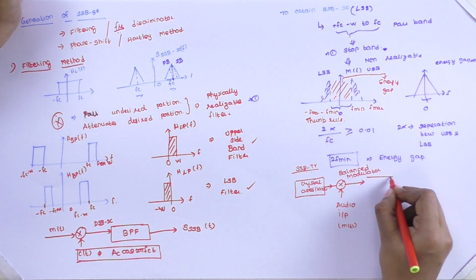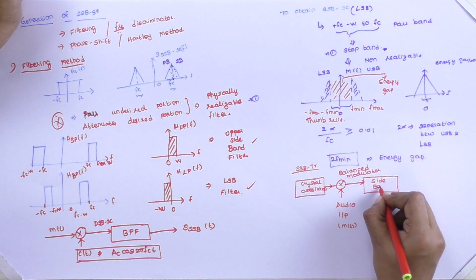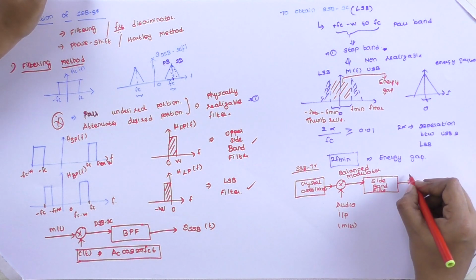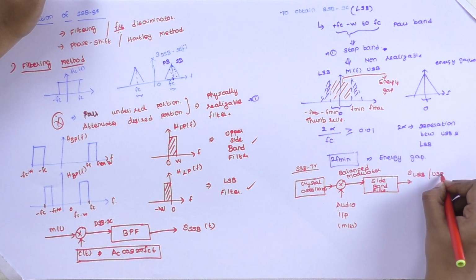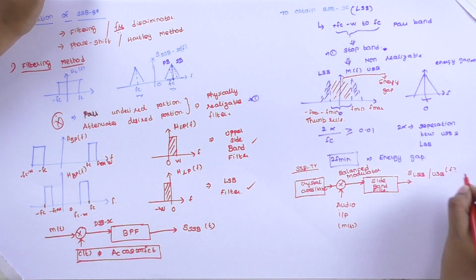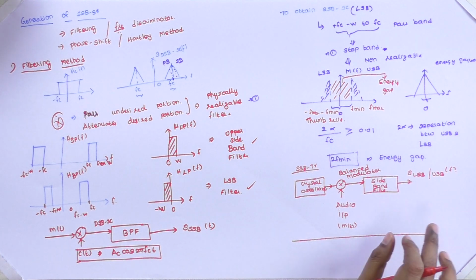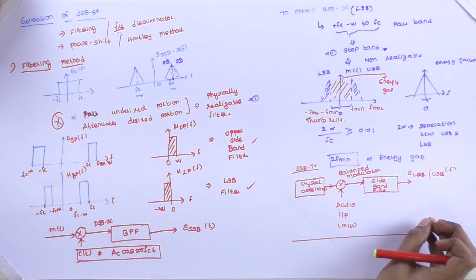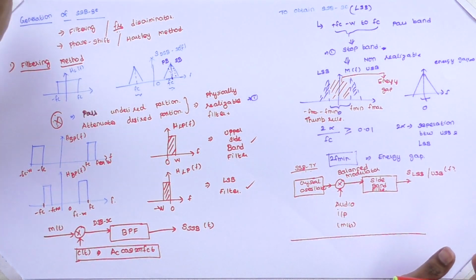The resultant will be passed through a sideband filter. The obtained information is the LSB or USB, either the upper sideband or the lower sideband. So this is our single sideband transmitter. To overcome the problem in the single sideband suppression filters, instead of this single stage, we can also go for the two-stage modulators.